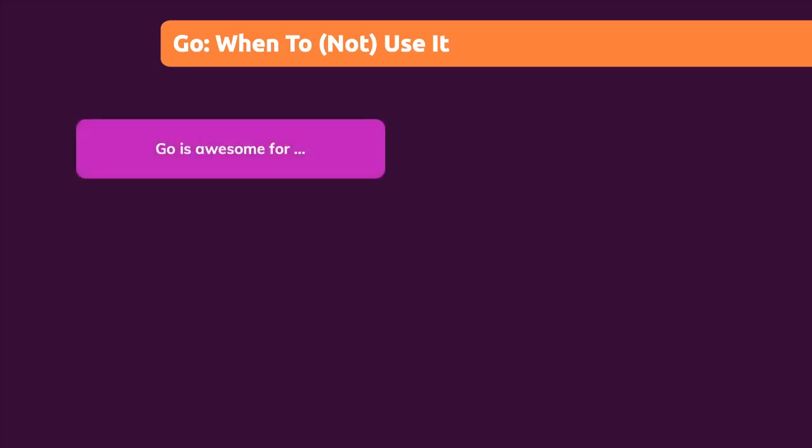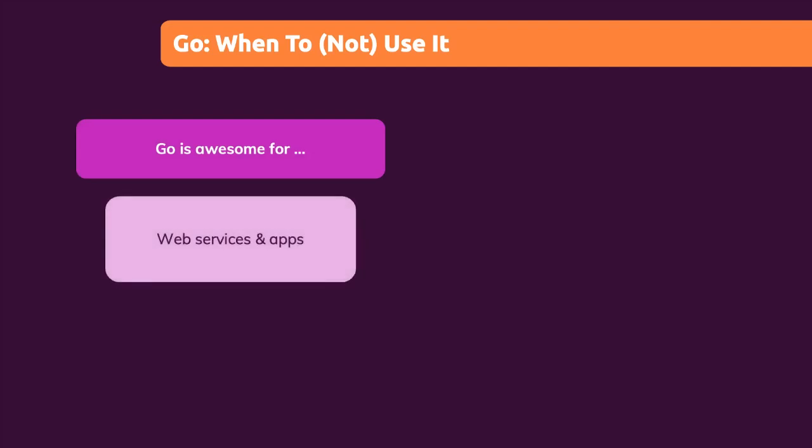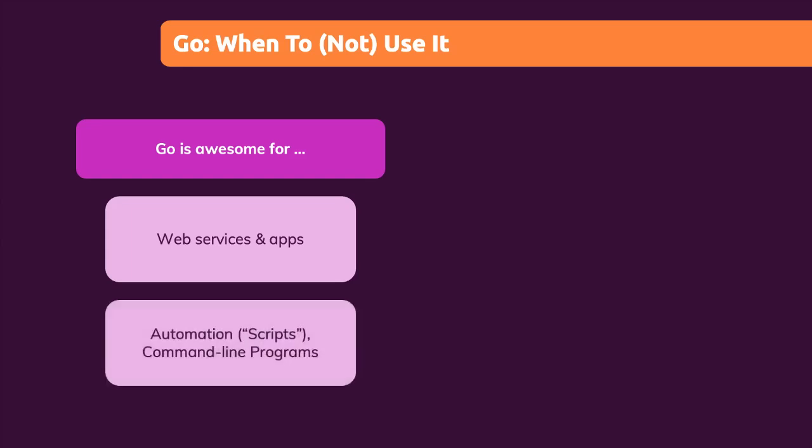Nonetheless, just as with all programming languages, there still are use cases and scenarios where Go is great, and there are some use cases where better programming languages might exist. For example, Go is awesome for web services and web apps, as I mentioned before, and as I showed with the examples of Uber and Dropbox. And it's also pretty good for task automation, so for scripts or command line programs like Hugo.